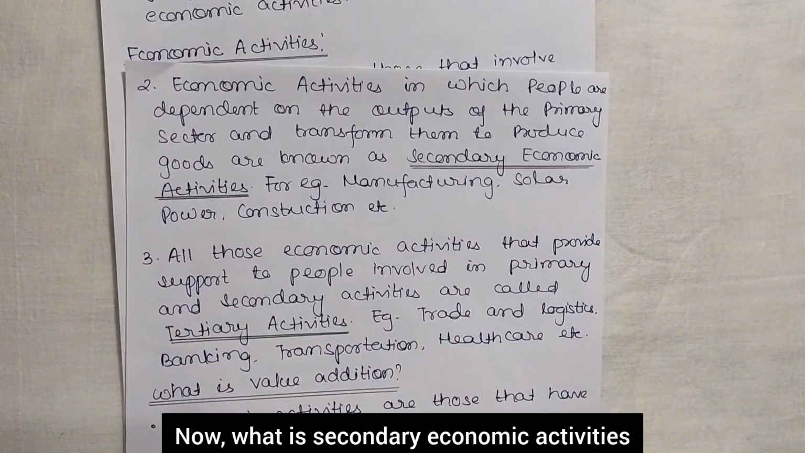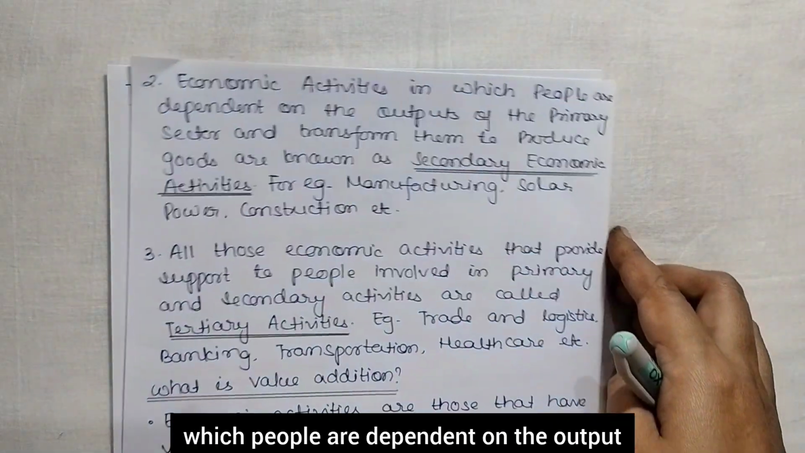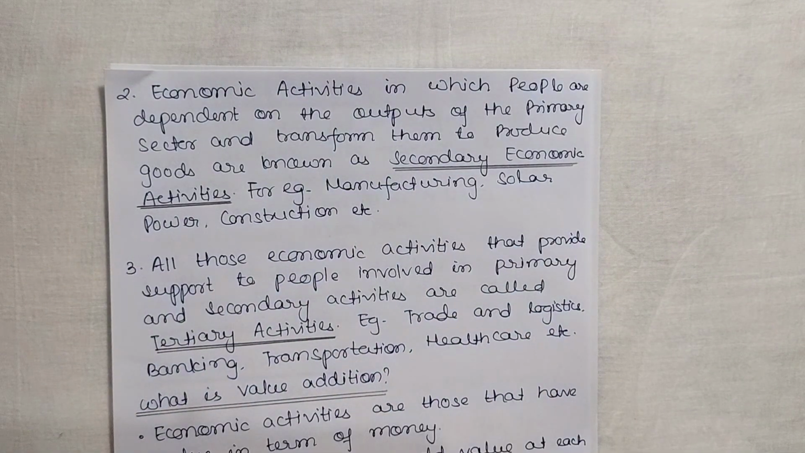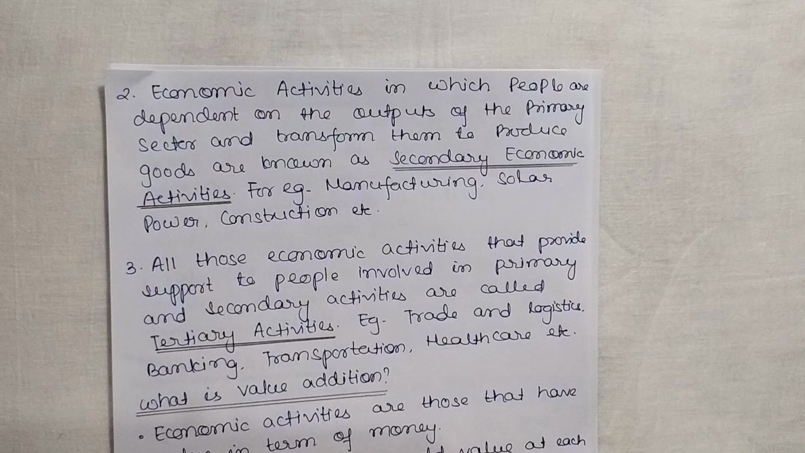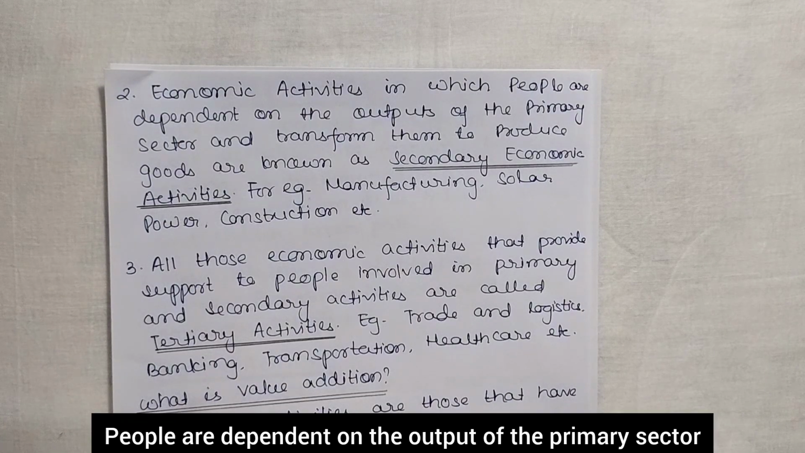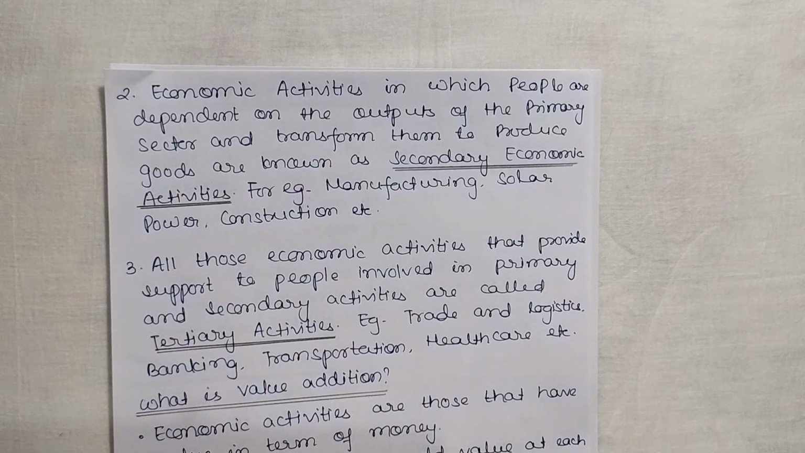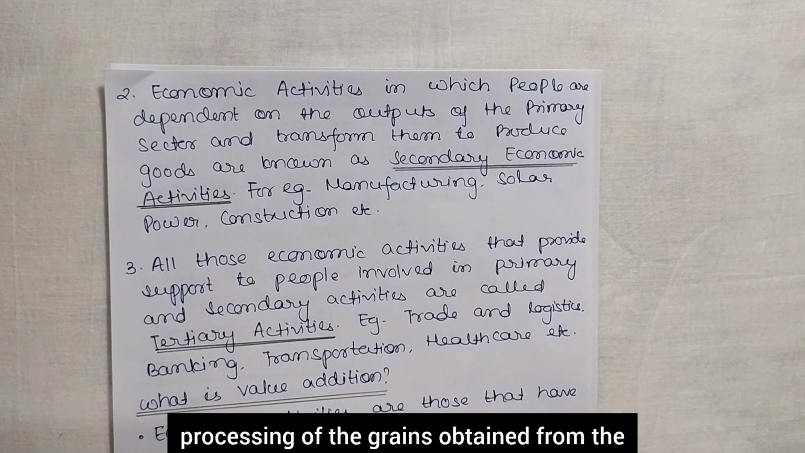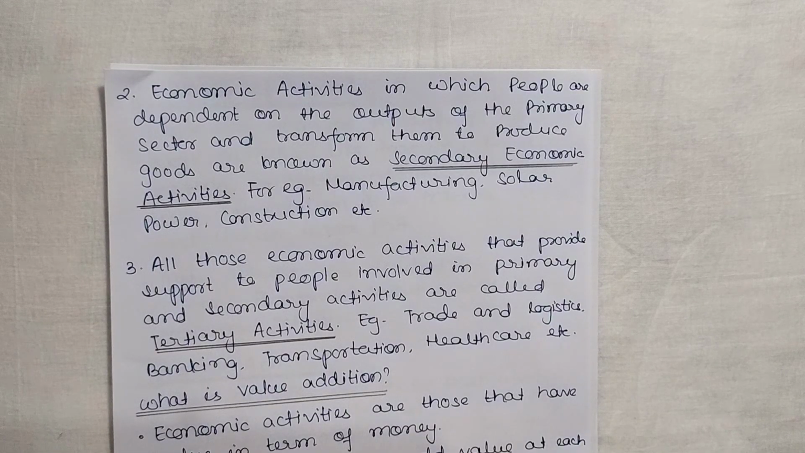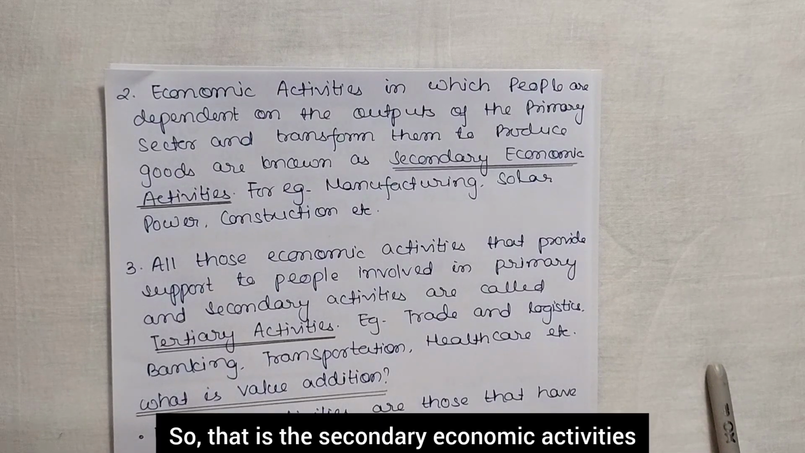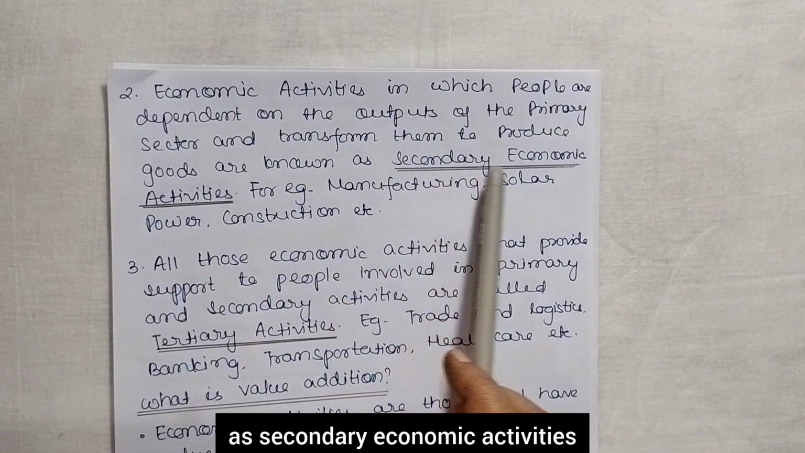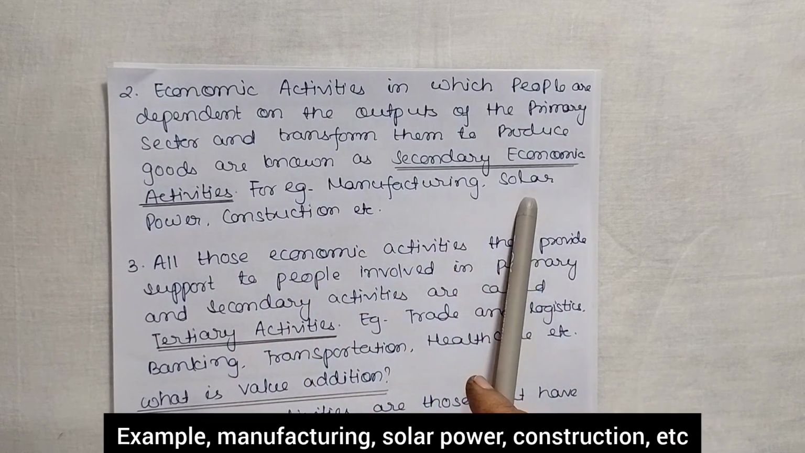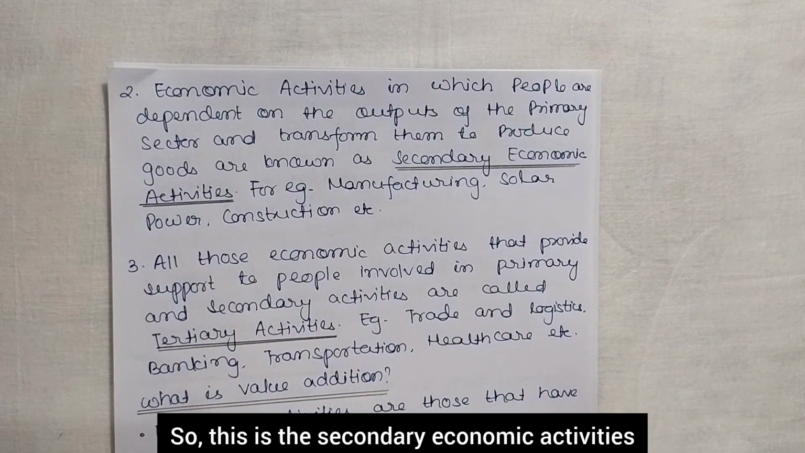Now what are secondary economic activities? Secondary economic activities are those in which people are dependent on the output of the primary sector and transform them to produce goods. For example, the secondary activities include the processing of the grains obtained from the agricultural field to make flour. So here the primary product is the grain and they are processing and making it flour. So that is the secondary economic activity. Example, manufacturing, solar power, construction, etc.